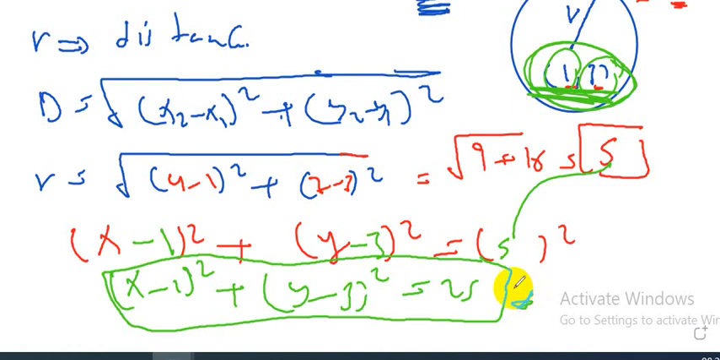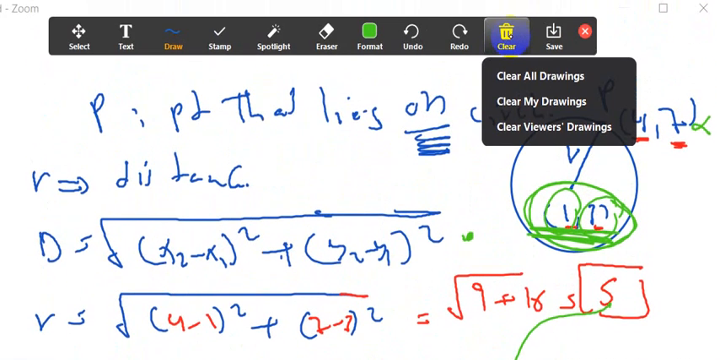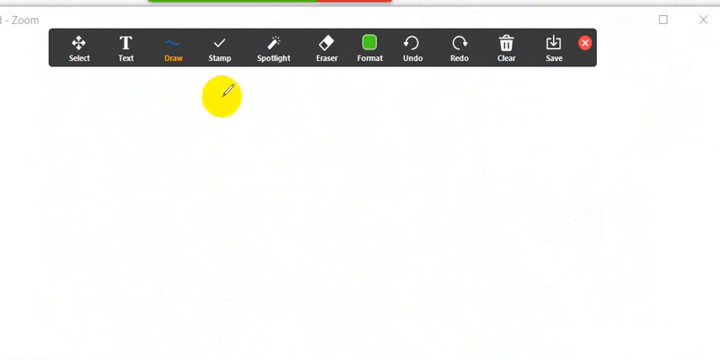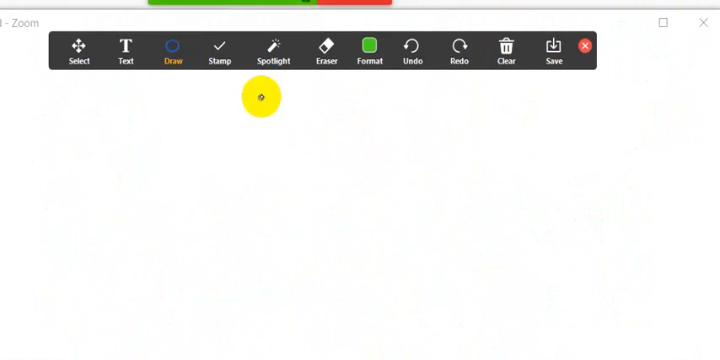I think we need another example for the last topic, because it consists of two rules, which are the distance rule and the circle rule. So we will make another example for this one.